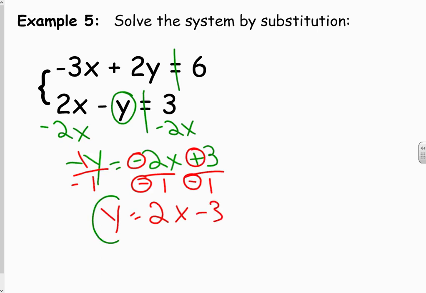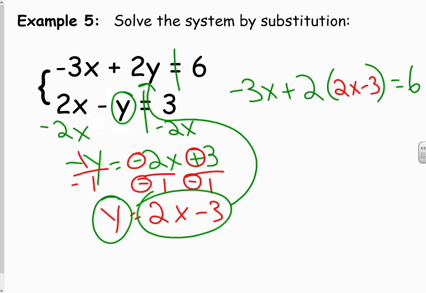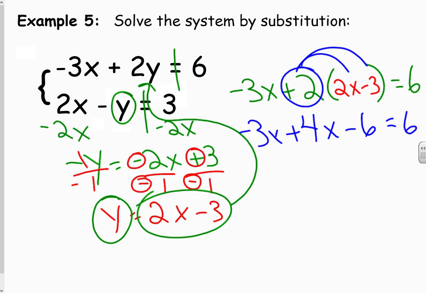So now that I have y by itself, I'm going to take everything that y equals and plug it in to the other equation. Negative 3x plus 2, leave a space for your substitution, equals 6. We're substituting in 2x minus 3. That's what we got when we solved for y by itself. Now, whenever you have something out front, you always have to distribute. 2 multiplied in there gives you positive 4x minus 6 equals 6. And we also drop the negative 3x down. Don't forget about that guy.